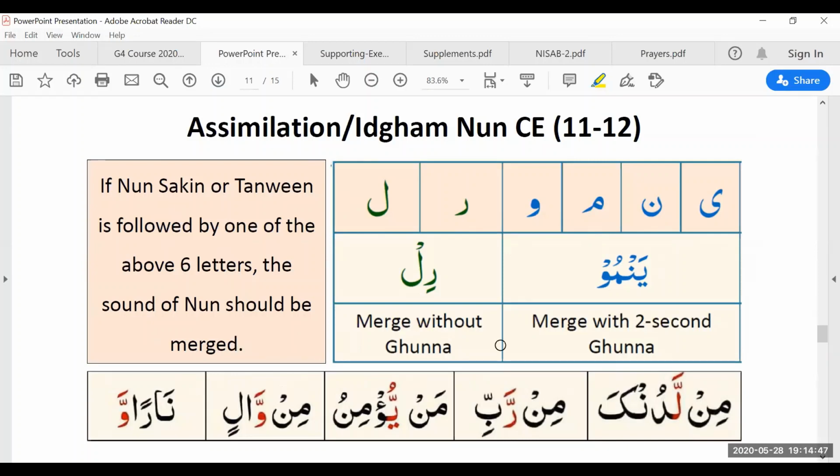We also have two types of idgham. First of all, we have idgham naqis, which is applied to these 4 letters. And for idgham naqis, we have to do a 2-second ghunna, nasal sound. And then we have idgham kamil, which means complete assimilation, and it is applied on these 2 letters, ra and lam. And in this case, there is no nasal sound. Okay, so no ghunna sound.